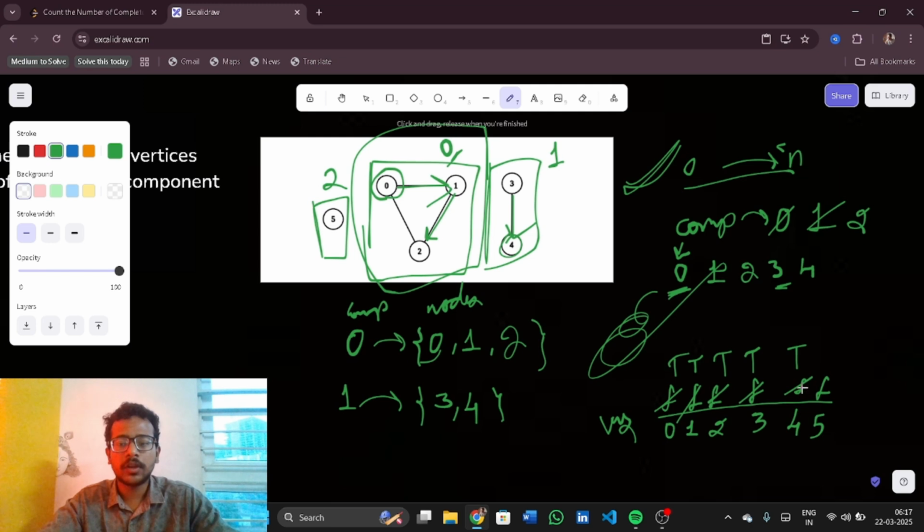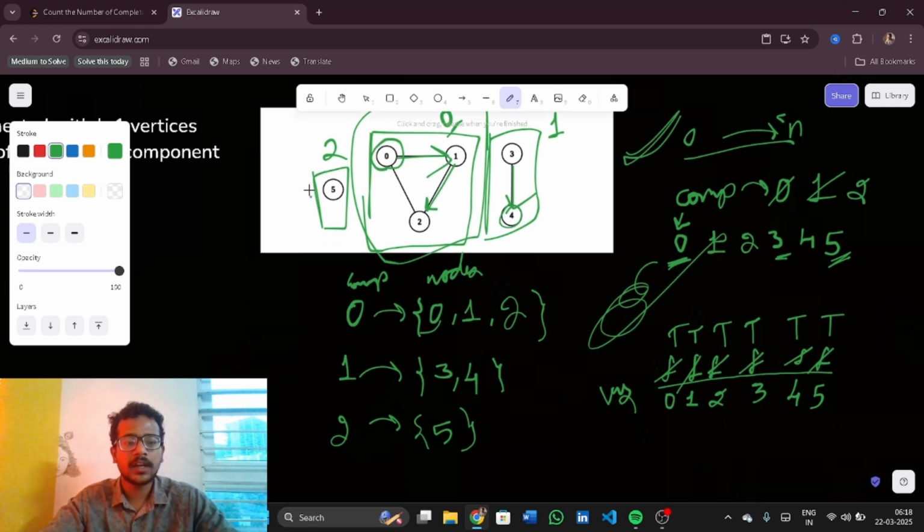Now, I go through 4. It is already visited and it is marked as true. So I go through 5. Is it visited? No, it is not visited. So my component is 2 and the node is 5. Right? Here it is 5. Now 5 is visited and it is marked as true. Now is it having any other neighbor that we can visit? No, we don't have any neighbor.